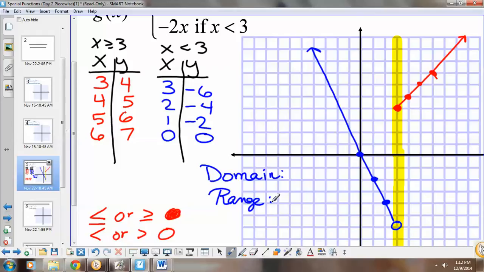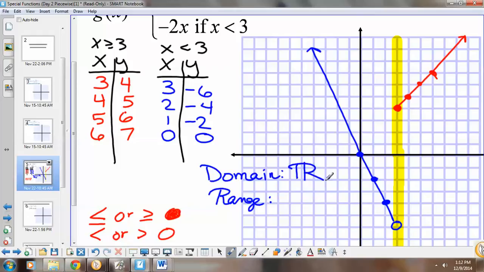How about the domain? What numbers could I put into x, Stephen? All numbers. In the first table, we were able to pick numbers that were greater than or equal to 3. The second table, we picked values that were less than 3. That takes care of everything, doesn't it? Numbers bigger than 3 and less than 3, that's everything.